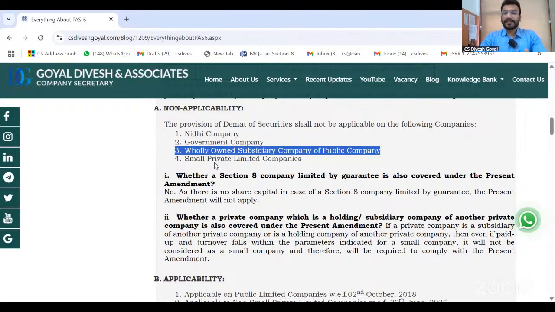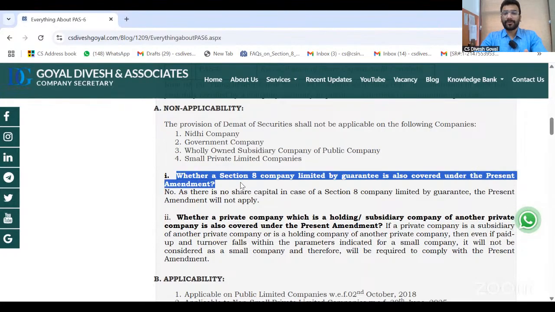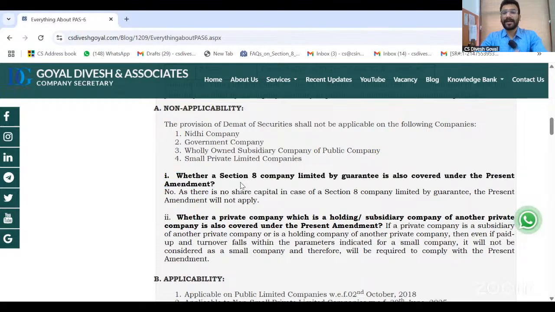Now the question arises whether the provision of Demat is applicable on the Section 8 company limited by guarantee. Then my answer will be no. This provision will be applicable only when the company is limited by the share capital. If there is no share capital, provisions are not applicable.